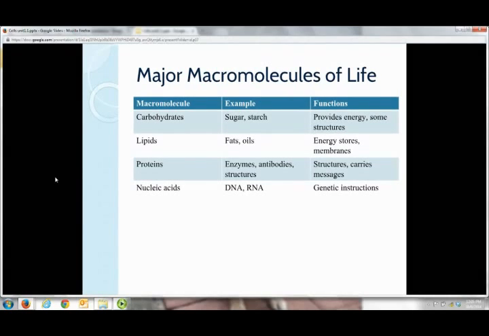Proteins are going to be used to make things like enzymes, antibodies, and structures. They will also help to carry messages in the cell. And then your nucleic acids, these are going to be the DNA and the RNA. These are your genetic instructions for everything in the cell.